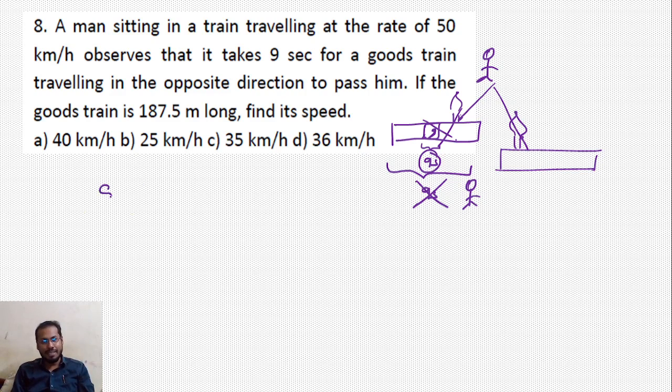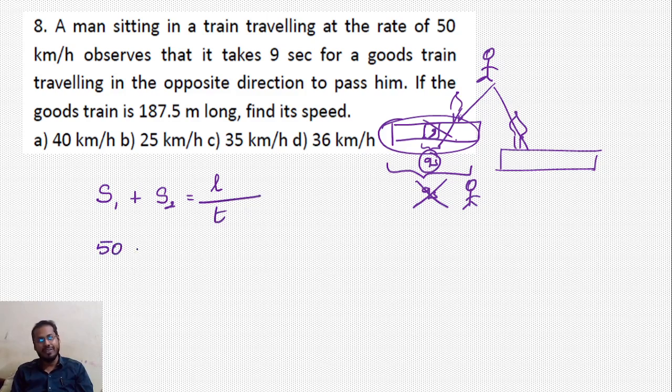That person has a speed, the train also has a speed, and both are in opposite directions. The goods train has length, but that person does not have length. The calculation is only for that boy and the train, so you need not write the length of the other train. Only the goods train length is L over T. So S1, the person's speed, is 50, and the goods train speed I don't know, right? And length of the train is what? 187.5 over how many seconds? 9 seconds. And don't forget to write into 5 by 18.